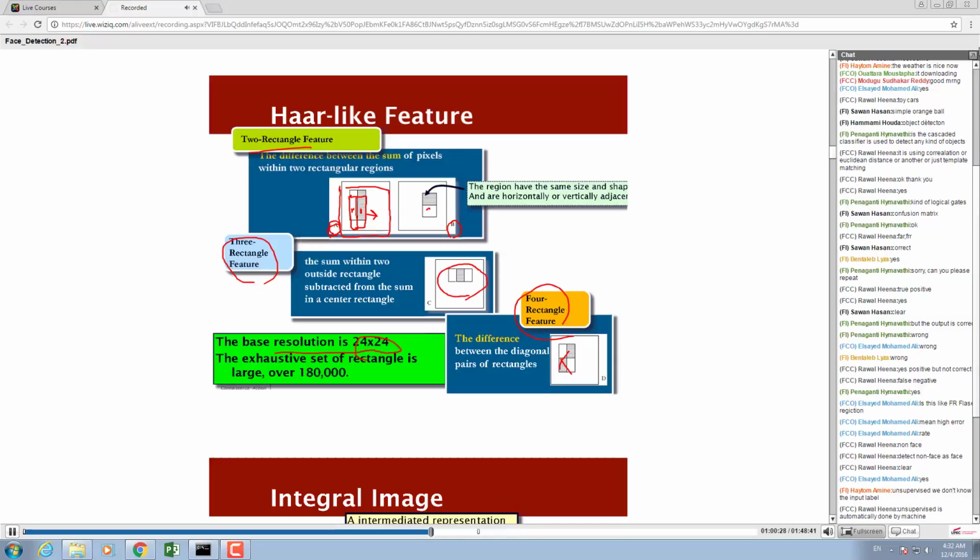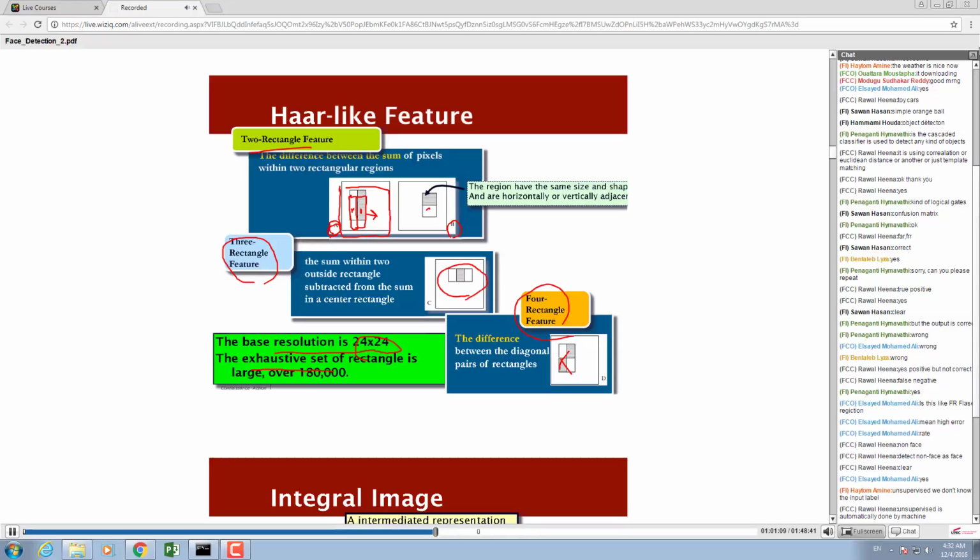24 by 24. Here, the base resolution means the size of the sample image, so base or non-base image, when we are doing the training. Because we are calculating this feature for the given training samples. So the base resolution is 24 pixels wide by 24 pixels high. That is the size of A or B or C rectangle image, the big rectangle in this slide, for example.